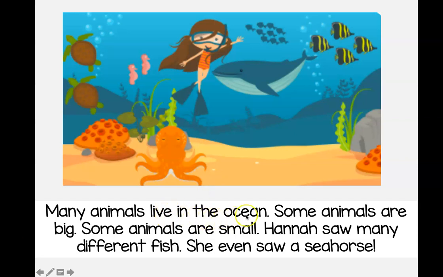Many animals live in the ocean. Some animals are big, some animals are small. Hannah saw many different fish. She even saw a seahorse. Ooh, there wasn't a seahorse in the other text, but there were different kinds of animals.